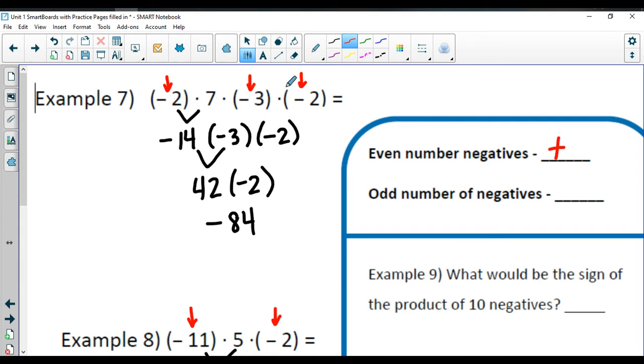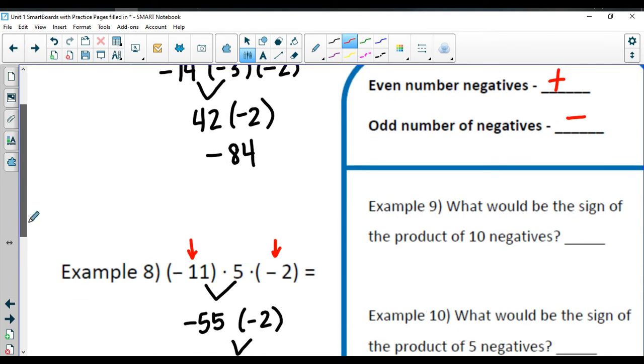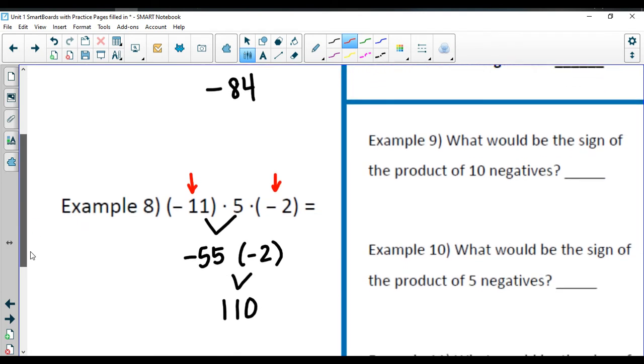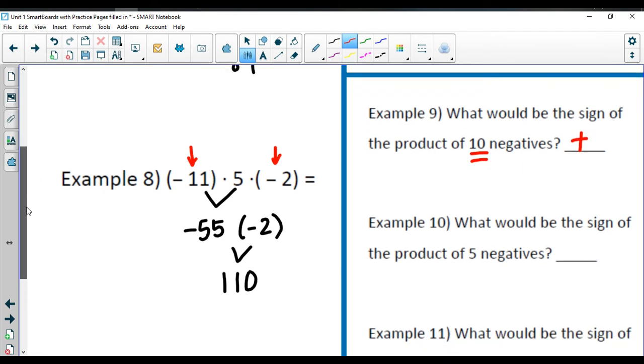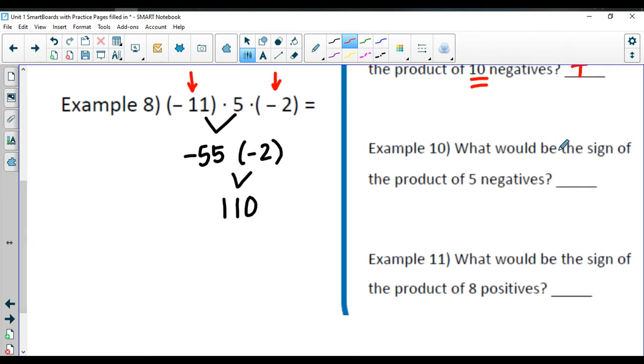When you have an odd number of negatives, though, the negative times the negative makes it positive, but then you get multiplied by another negative, so you have an odd number of negatives. What would be the sign of the product of 10 negatives? So 10 is an even number, which tells me that if I'm multiplying them, I'm going to end up with a positive answer. In number 10, what would be the sign of the product of 5 negatives?